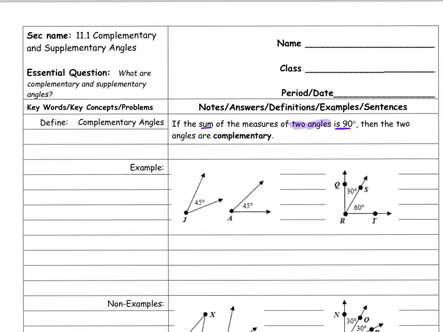So we have a couple of examples for you. The first angle here is 45, and the second angle is 45. And we know that 45 plus 45 equals 90. So angle J and angle A are complementary. Okay, so there's our definition there. Oh, I put 9. Geez, 90. There we go. So let's go to the second example here.